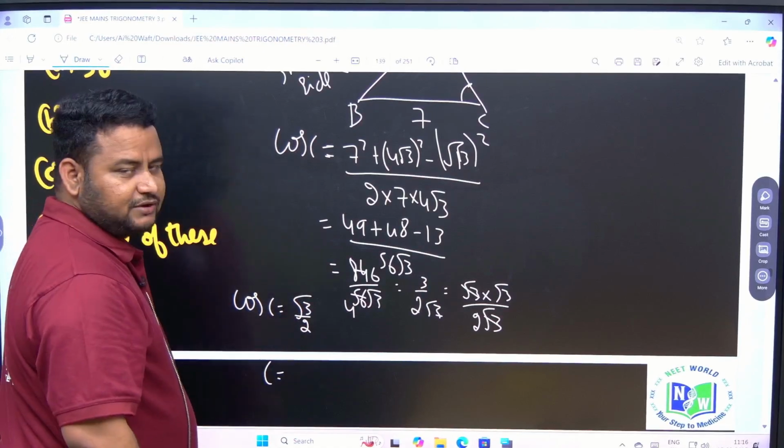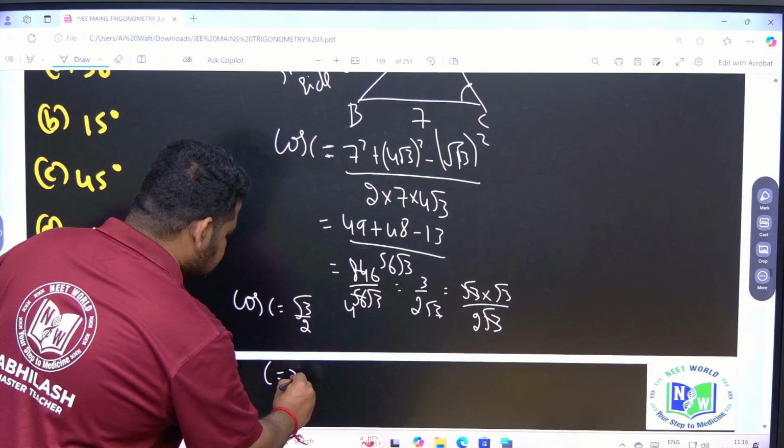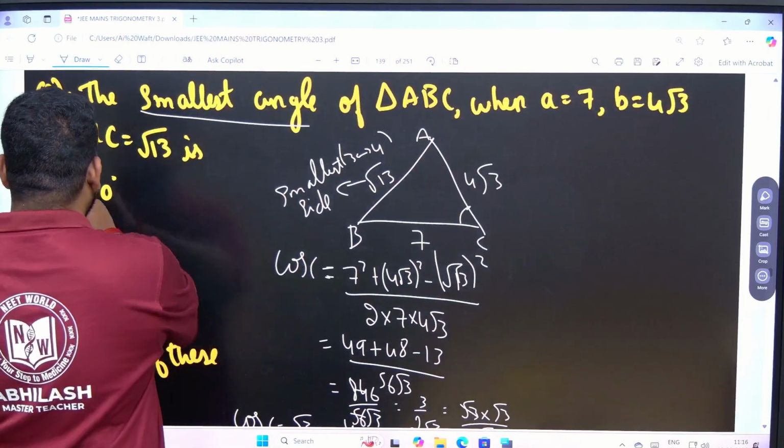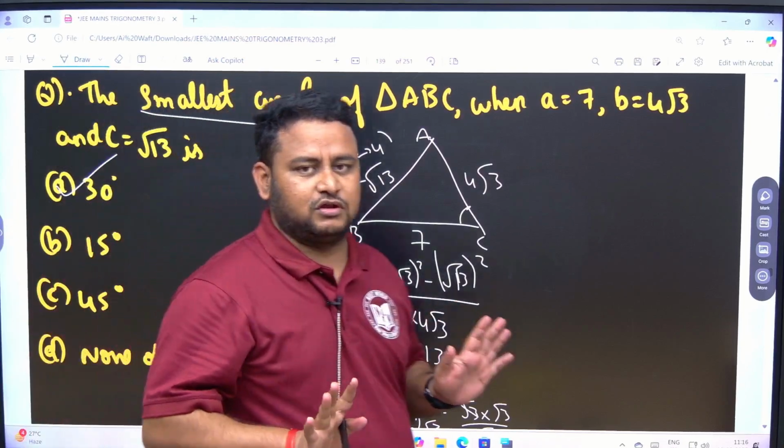So cos C is root 3 by 2, and at what angle is that? C is 30 degree. So the correct answer to this question is 30 degree, friends. This is how you will solve the question.